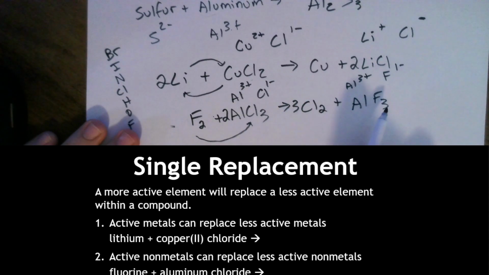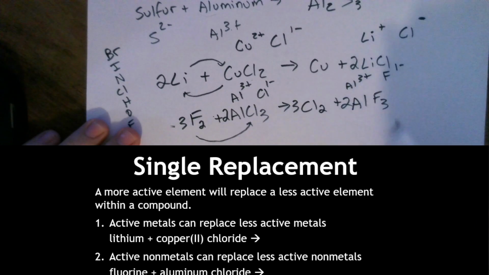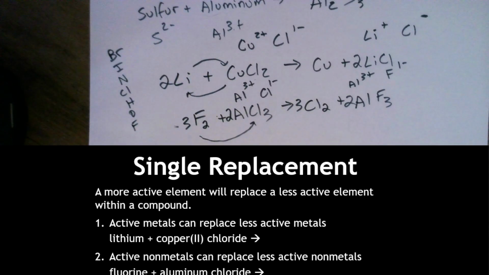Need my F's to balance out the same way. I have 3 here and 2 here. So I'll put a 3 here, 2 here, 6 fluorines, 6 fluorines, and I think it worked out. I have 2 aluminums, 2 aluminums. So everything's balanced after that. That's single replacement.